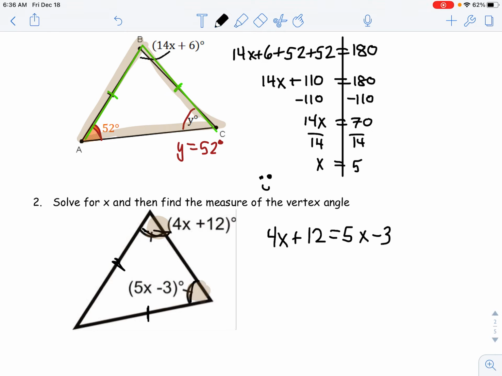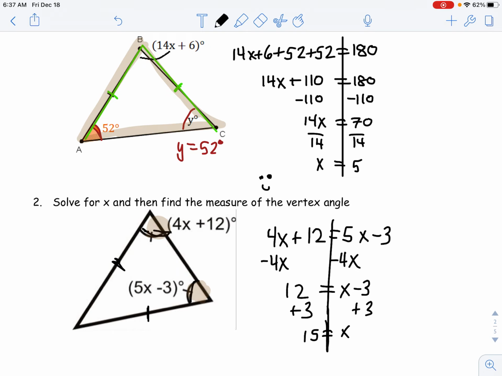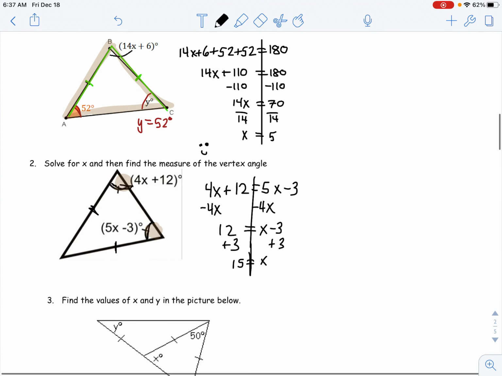And then from here, I'm going to subtract 4x from both sides. As I solve for x, I get 12 equals x minus 3. Add 3 to both sides: 15 equals x. All right, so again, just applying the base angles theorem. Pretty cool stuff. We'll put a bigger smiley face because that one was really cool.